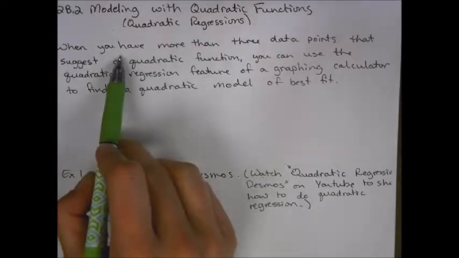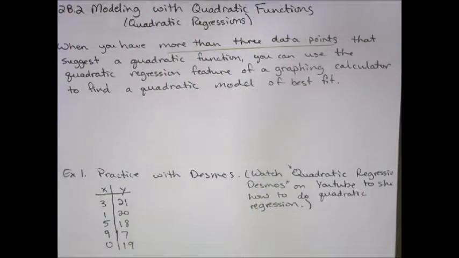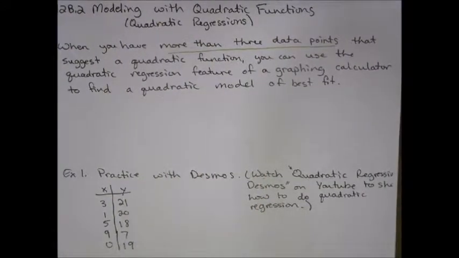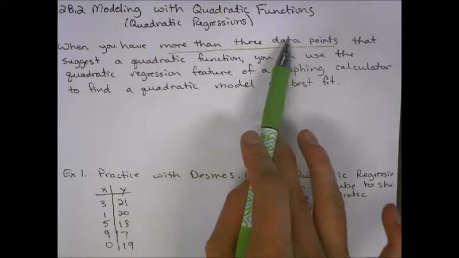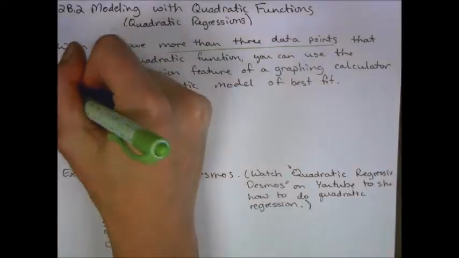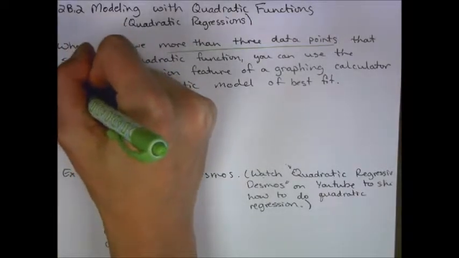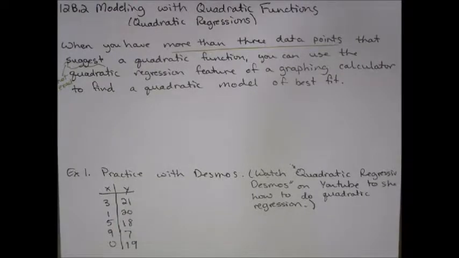Okay, when we have more than 3 data points. So in the last section, we only had 3. We were able to use systems of equations to find our model. Now we're going to be given more than 3. That suggests they won't perfectly form a quadratic, so it's not going to be exact. It's going to look like a parabola, but one point might be a little bit off.